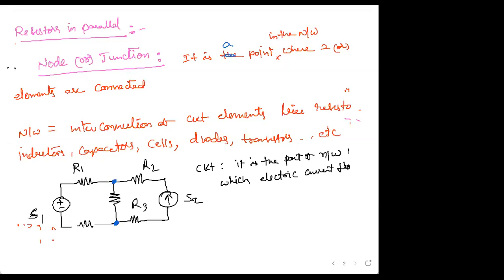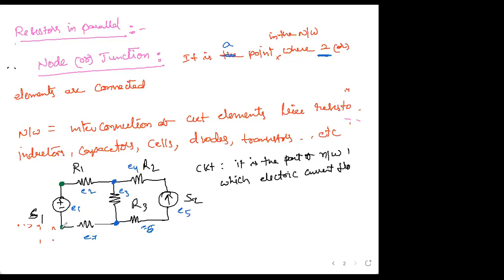So here the node must be a point where at least two elements are connected, right? How many elements are there in this circuit? Element 1, element 2, element 3, element 4, element 5, element 6, element 7. Total 7 elements are there, right? Are you not able to identify that this is a node? Yes, sir. Those are also nodes.